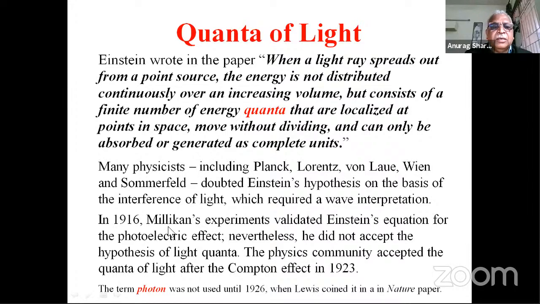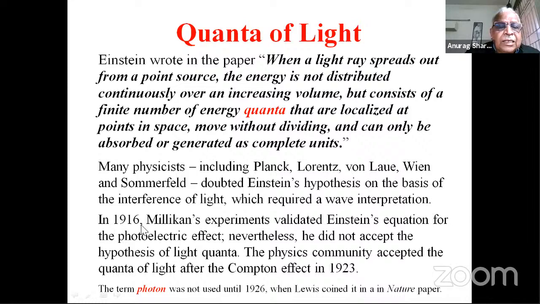Many physicists, and this is interesting, this is 1905, many physicists, including Planck himself, Lorentz, von Laue, Wien, Sommerfeld, doubted Einstein's hypothesis on the basis of the fact that the interference of light exists, which requires the wave interpretation. This photon becomes more like a corpuscular theory, and Newton's corpuscular theory could not explain interference. So that was the knowledge at that point, and they all did not agree. They doubted that what Einstein is saying is actually correct.